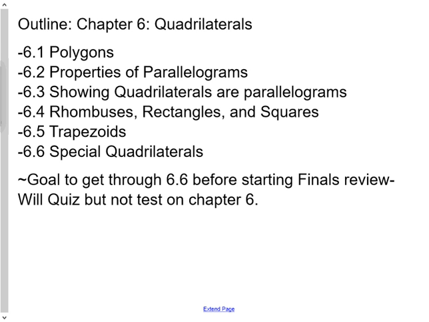Then we'll go over specific parallelograms such as rhombuses, rectangles, squares, some non-parallelograms like trapezoids and kites, and some other special quadrilaterals. So just a note in this chapter, we will have a goal to get through 6.6 before semester 1 final, but we won't get to a test, so we will quiz on the material, but we will not test on chapter 6.